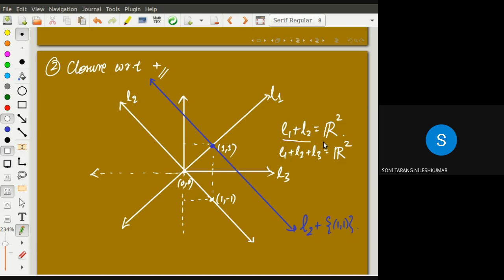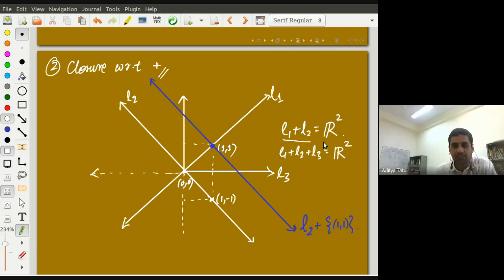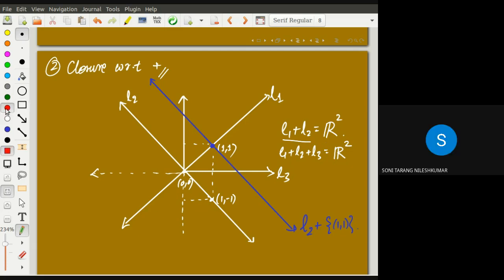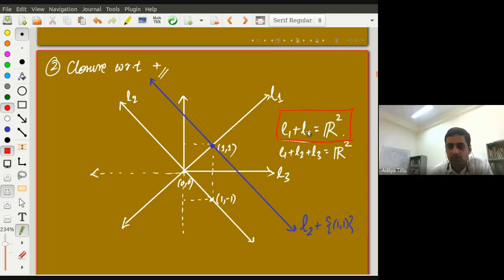I don't think we can hear you clearly, Tarang. Yes, sir. Suppose we take the point 3, 2. Okay, so you're talking about this case, L1 plus L2 plus L3. Oh, this one. Yes, sir. Suppose we take 3, 2. Okay, so 1, 2, 3.